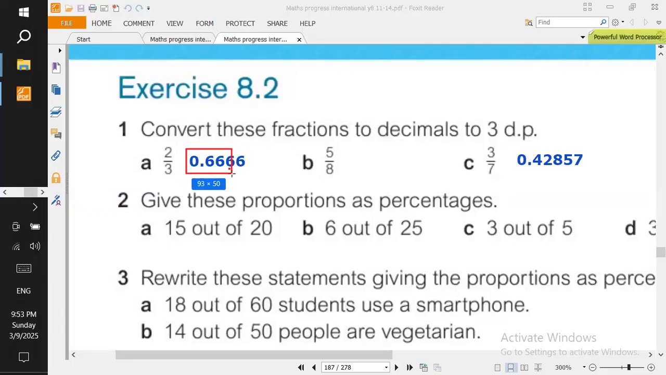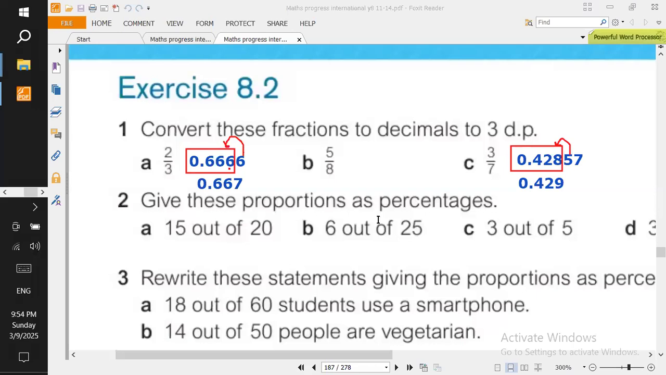So 1, 2, 3. Now I look at the first number outside the box. It's a 6. If it's a 5 or more, I'm going to add 1 here. So this means the final answer will be like this, 0.667. Okay. Here, same idea. I need 3 decimal places. It means I need 3 numbers after the decimal point. So 1, 2, 3. Now I look at the first number outside the box, which is 5. 5 is big, so I will add 1 here. So this means the final answer will be 0.429. And this is how you write decimals to 3 decimal places.